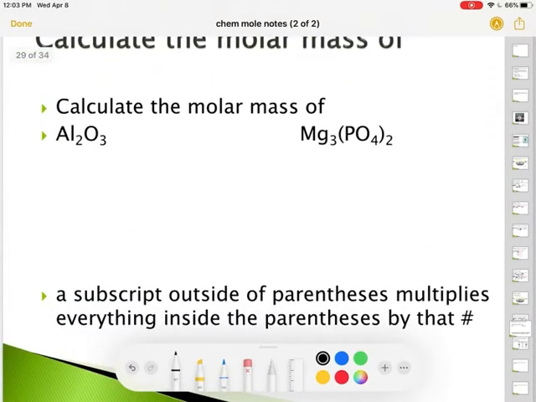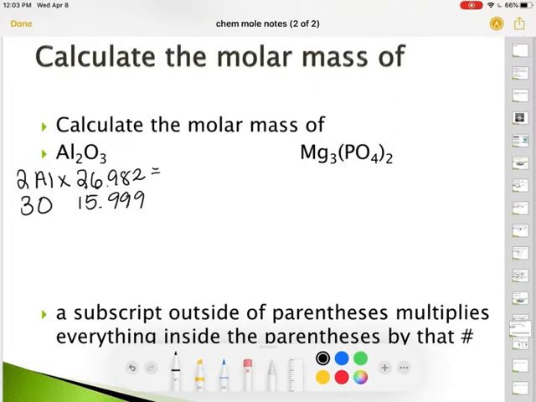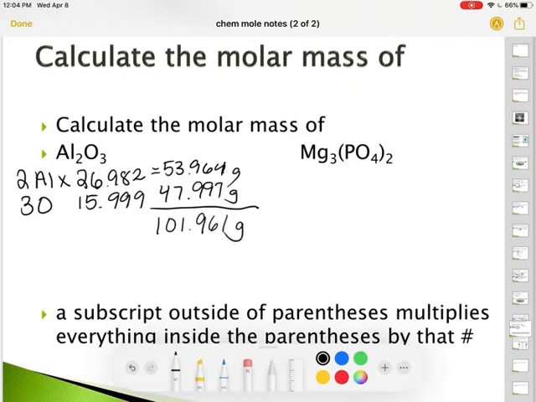Okay, so first we're going to practice calculating molar mass. So we have 2 aluminums here, an aluminum oxide, and 3 oxygens. So each aluminum, based off the periodic table, is 26.982, and each oxygen is 15.999. Okay, so we get 53.964 grams and 47.997 grams. So the molar mass of this is 101.961 grams.